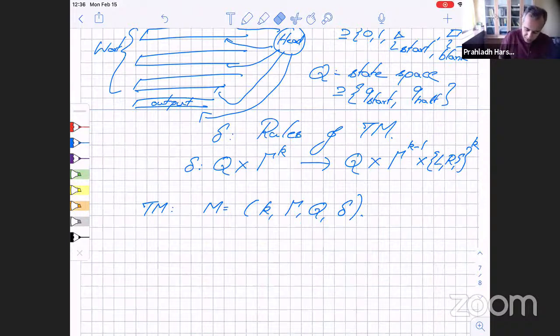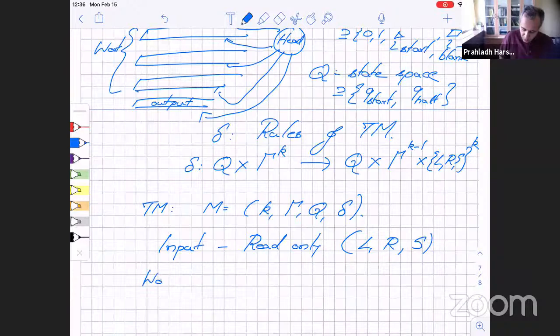So the input tape, the input is read only, and you can go left, right, both, and stay on. And the work and output tapes are read write. And you can go left, right, stay.